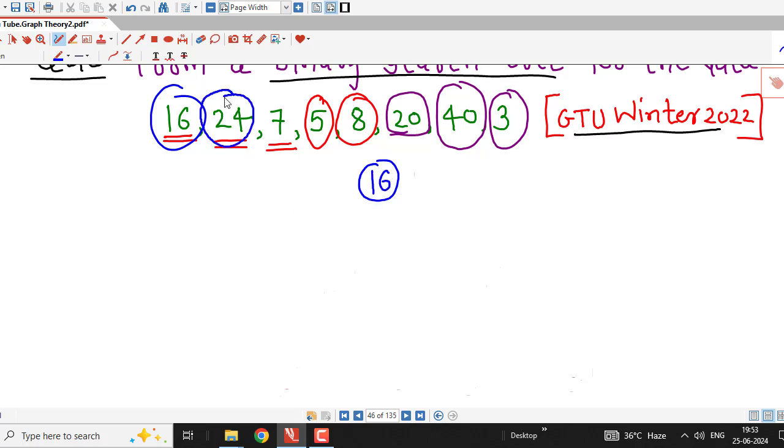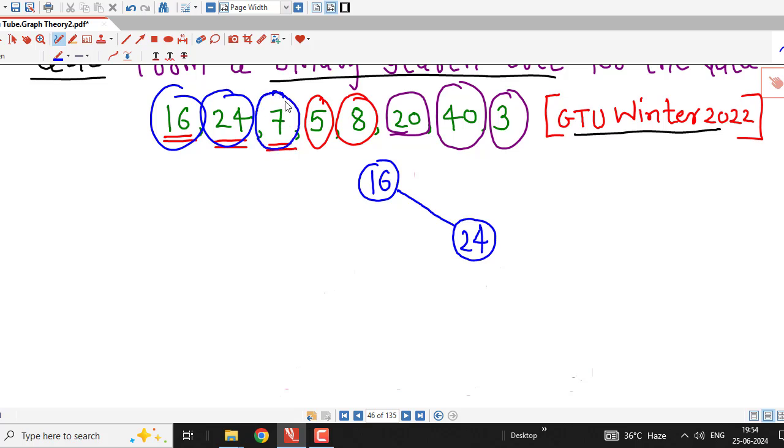Then we compare the next value with 16. We check whether the next value is less than or greater than the previous value. If it is less than the previous value, we will go in the left subtree, and if it is greater than the previous value, we will go towards the right subtree, or to the right side of that value. Here 24 is greater than 16, so I am going in this direction to the right of 16.